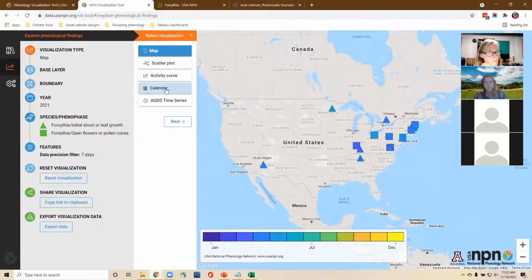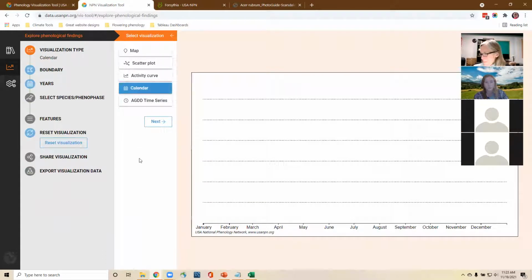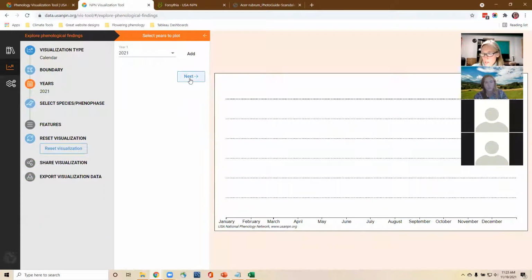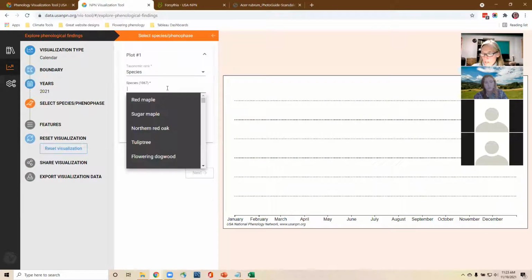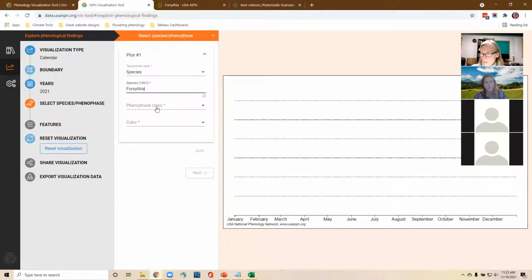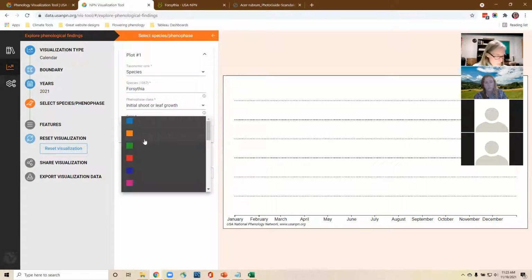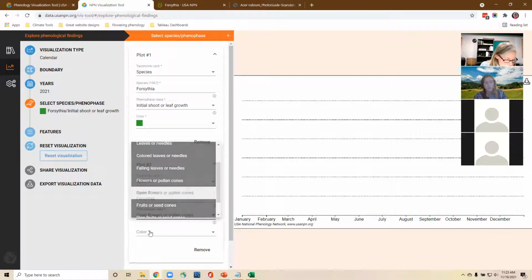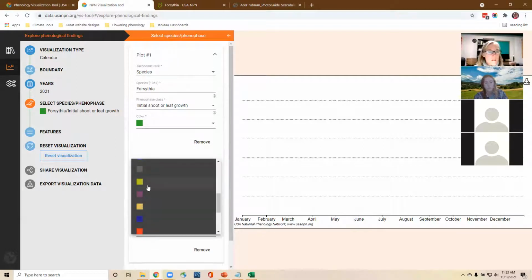Okay, so then I'm going to do the calendar next, because if you're going in the order of broad information to more detail, I think the calendar is a nice way to get a picture of the presence or absence of the phenophases. So I'm going to look at just this year again, and I'm going to do the same 2 phenophases. I'm going to make it yellow.